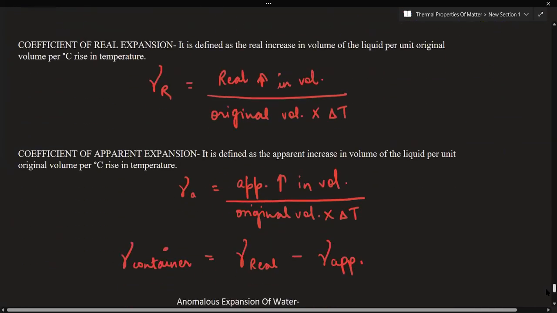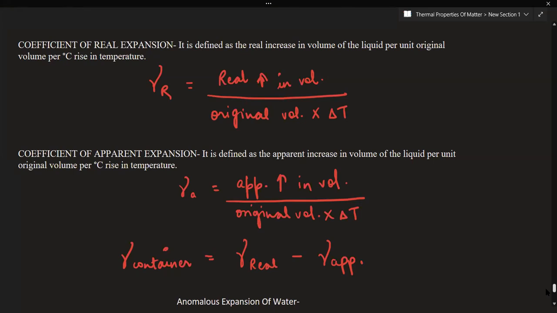Now see, the way we had a coefficient for linear expansion, what was the coefficient for linear expansion? How did we denote it? Alpha. Alpha. And the coefficient of superficial expansion?